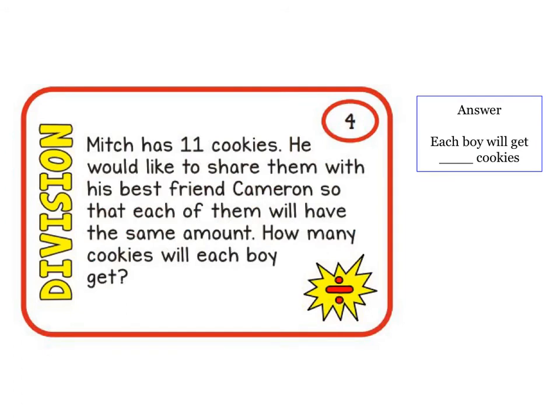This question says, Mitch has 11 cookies. He would like to share them with his best friend Cameron so that each of them will have the same amount. How many cookies will each boy get? I want you to try this one on your own, and then we'll go over it.